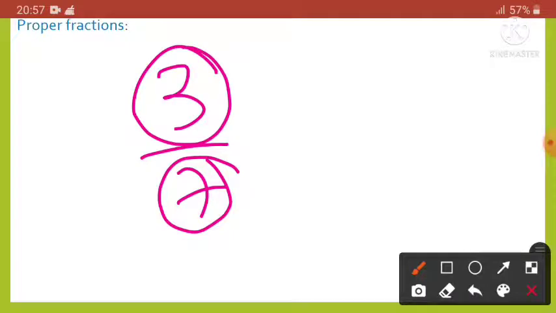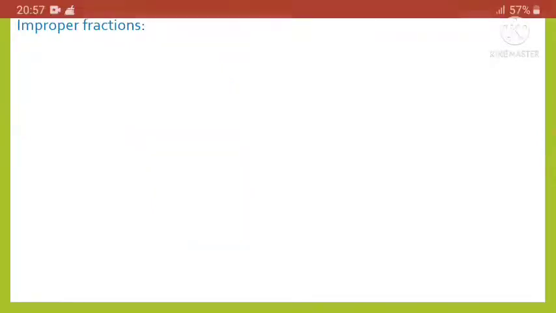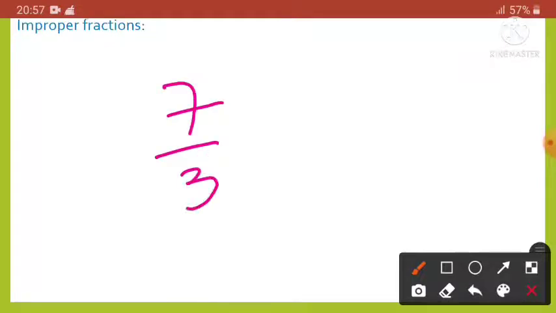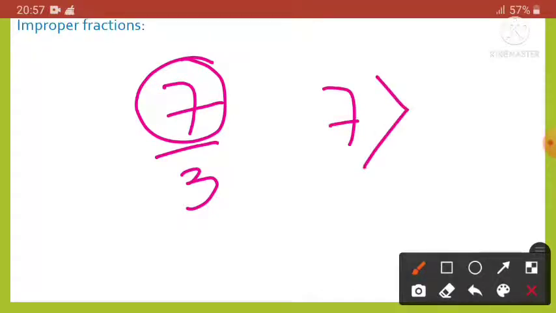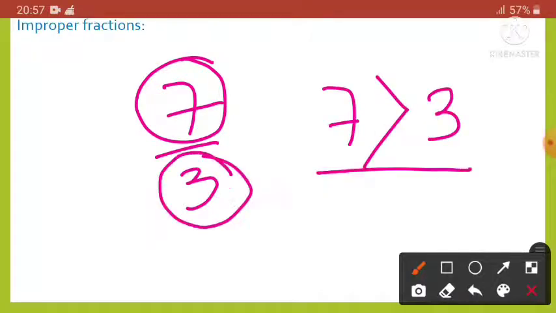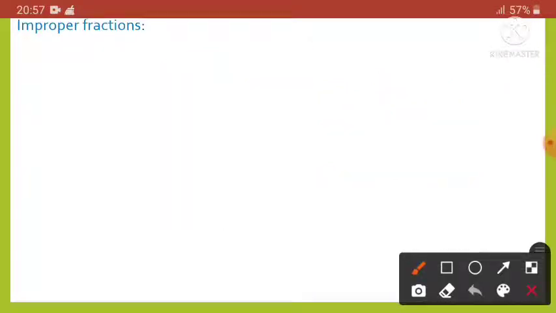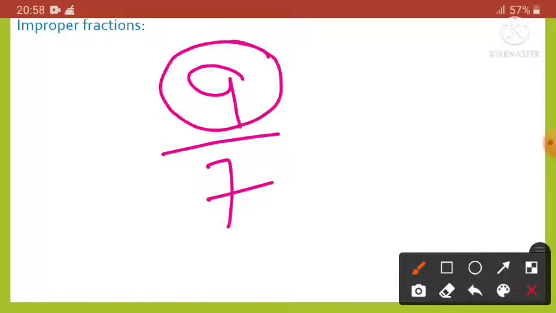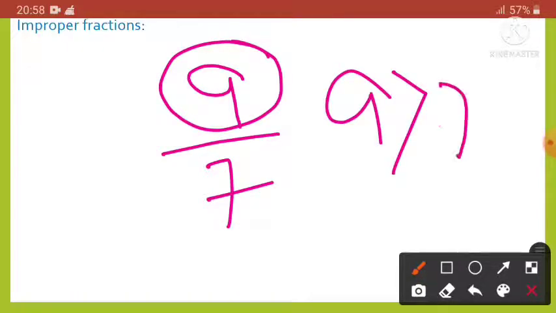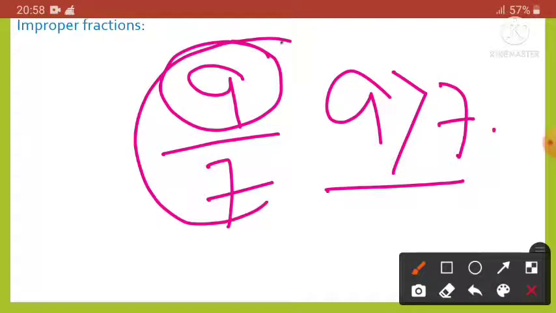And it is opposite in improper fractions. If we take the example, suppose 7 by 3, here you can see that numerator 7 is greater than the denominator 3. So whenever the numerator is greater than the denominator, then this fraction is known as an improper fraction. If we take another example, suppose 9 by 7, here also the numerator is greater than the denominator, so this fraction is known as an improper fraction.